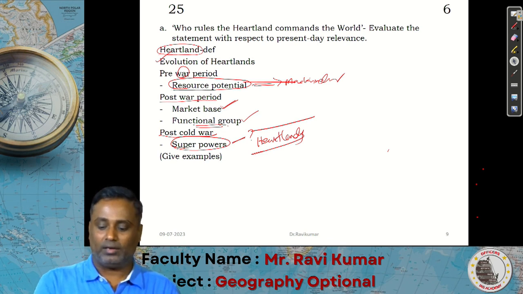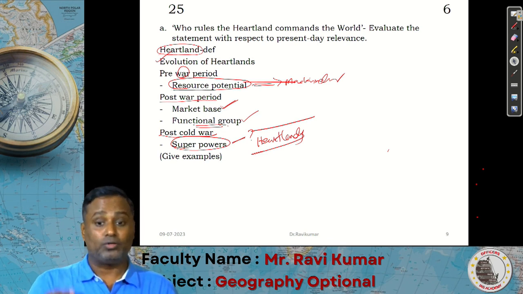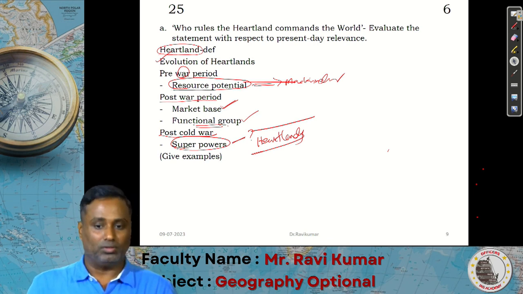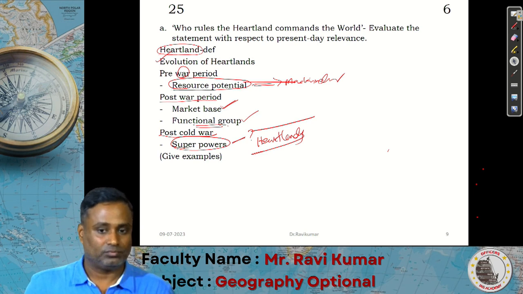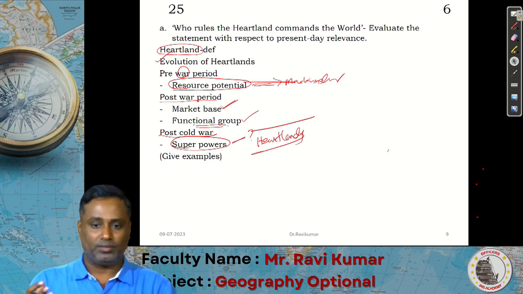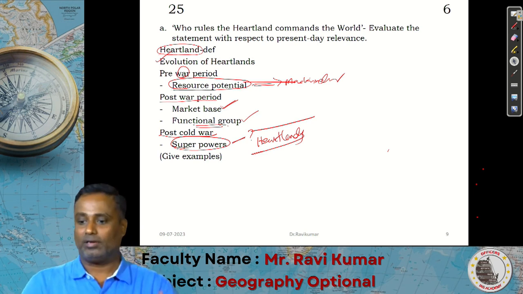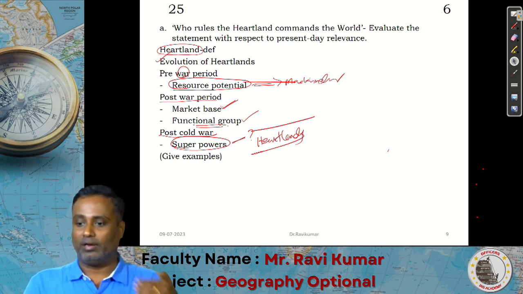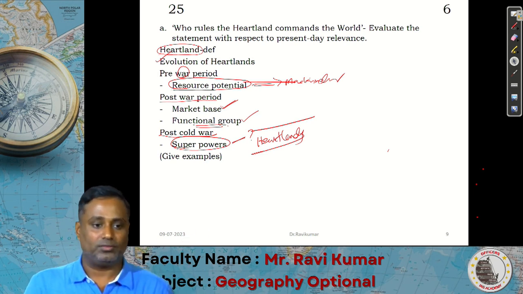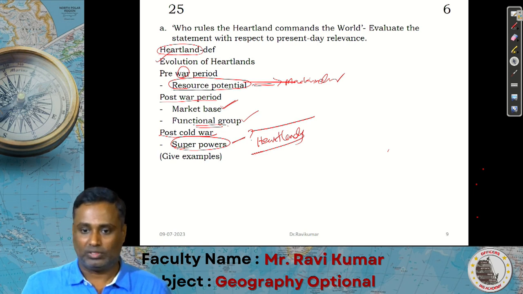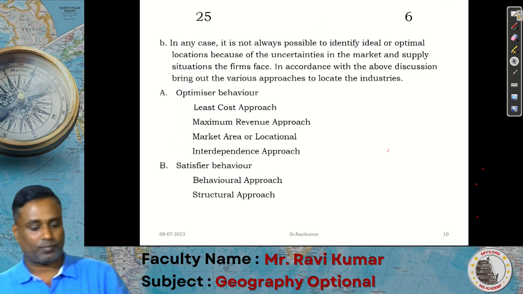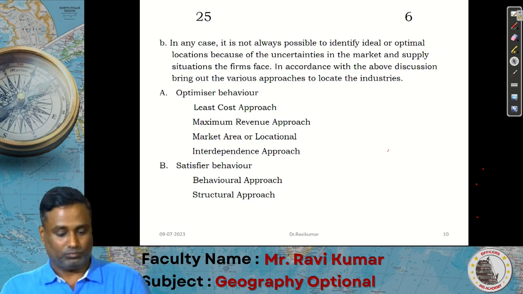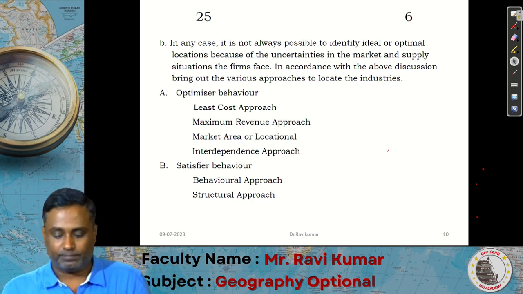So who rules the heartland, rules the world. That's why everybody tries to rule the heartland in different situations, different circumstances, to rule the world. So when the heartland perspective changes, they try to change their ideology also. So this is purely an international relations based heartland analysis. Clear? Okay. Go to question number B.